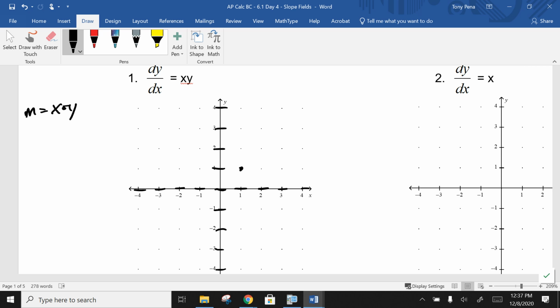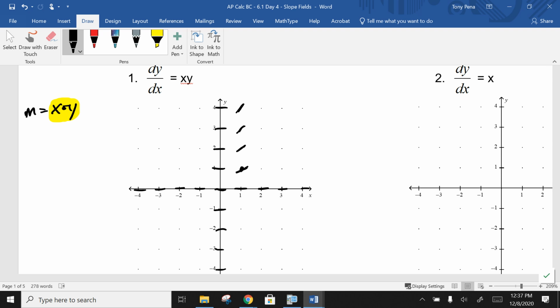If I go to the point (1, 1), all we are again doing is multiplying our x and our y coordinates together. So at this point, 1 times 1 is 1. Go above it. This point right here is the point (1, 2). So 1 times 2 is 2, so we're a little steeper. And then 1 times 3, 1 times 4 would be 4.